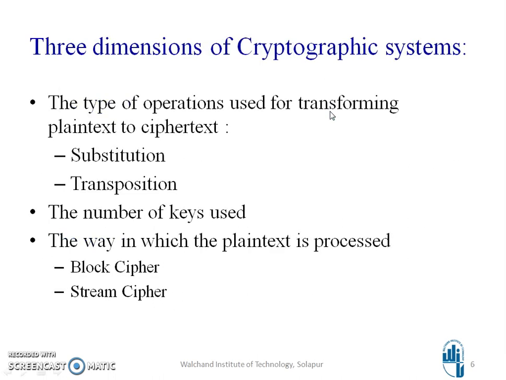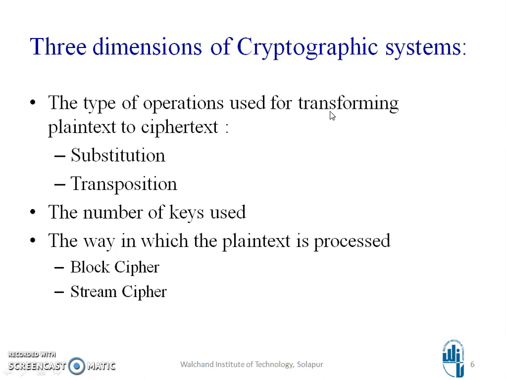Cryptographic systems are characterized along three independent dimensions. The first dimension is the type of operations for transforming plain text to ciphertext. All encryption algorithms are based on two general principles. Substitution. Here each element in the plain text is mapped into another element. Transposition. Elements in the plain text are rearranged. The fundamental requirement is that no information be lost.